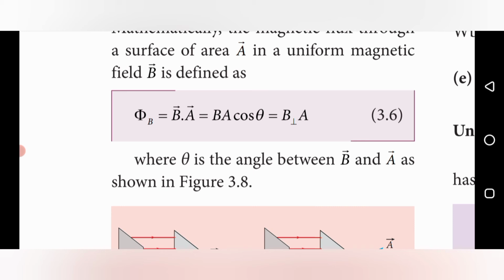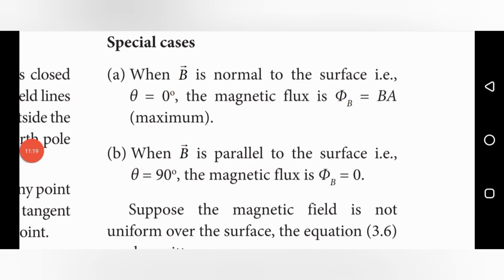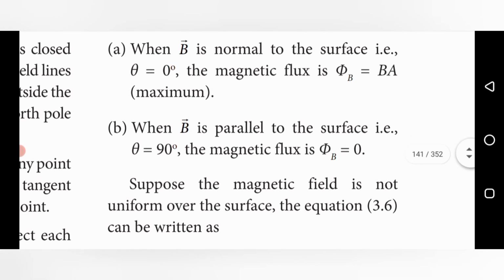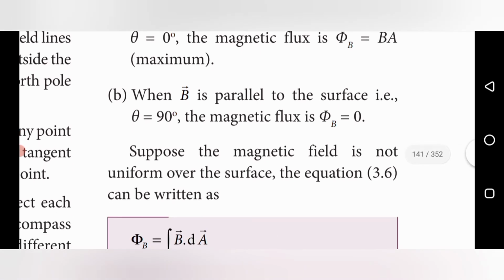Then there are special cases. In the first case, the B vector is normal to the surface, then theta is equal to 0. Substitute that theta value in the general equation. So magnetic flux psi B is equal to BA, that is maximum. When the area is normal to the magnetic field, the magnetic flux is maximum. In the second case, B is parallel to the surface, that is theta is equal to 90 degrees. Cos 90 is 0, so the magnetic flux is also 0. That is the minimum value.